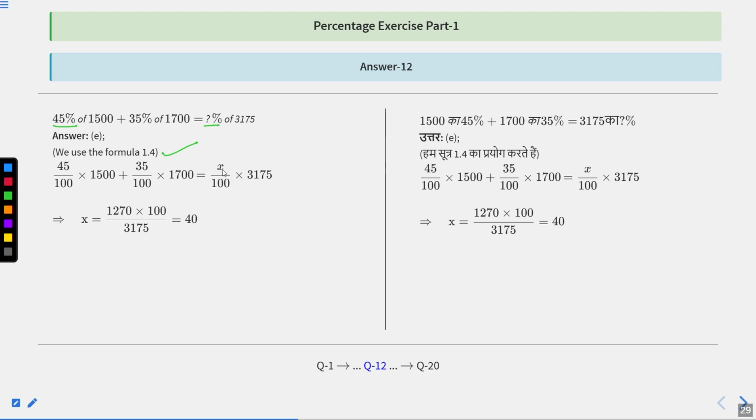So x percent means x upon 100 multiplied by 3175. When we solve it, we get the value of x equal to 40. It means the value of x is equal to 40%. Okay. Now let's try the next one.